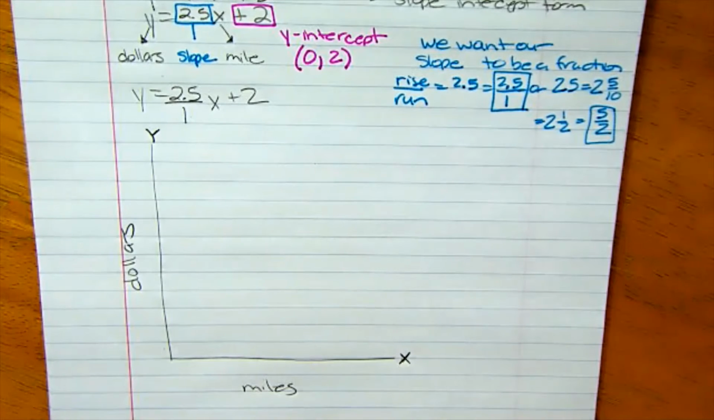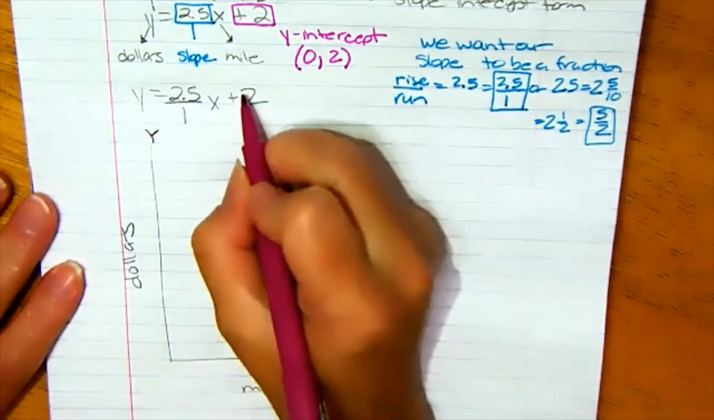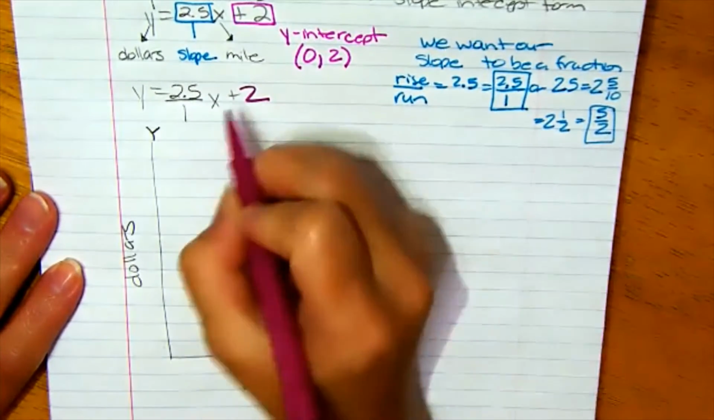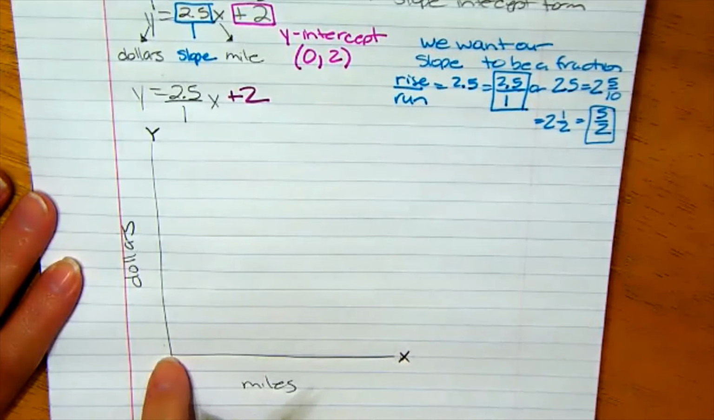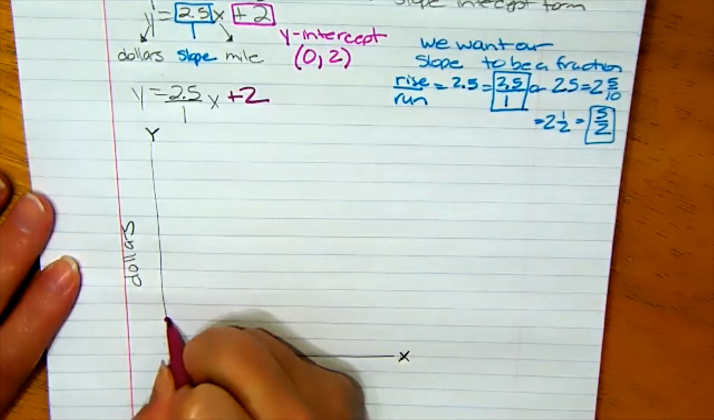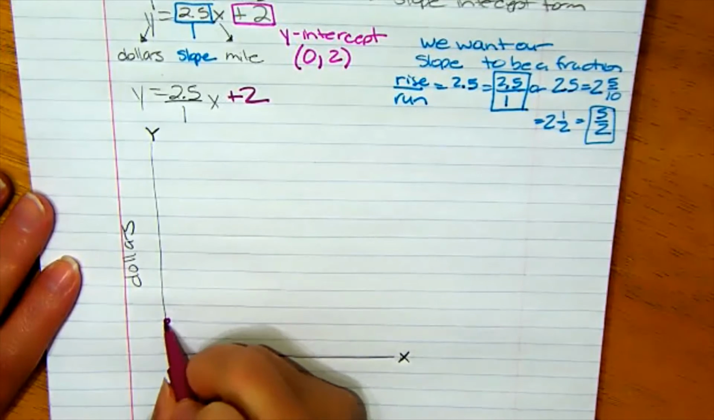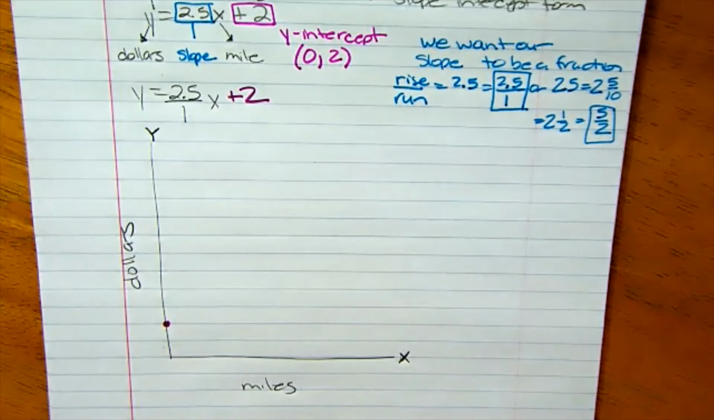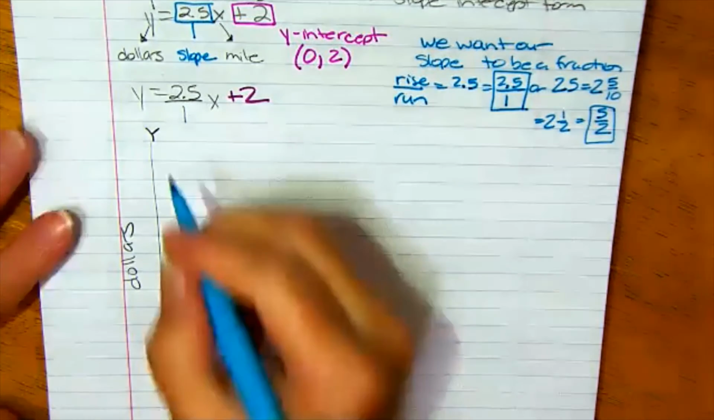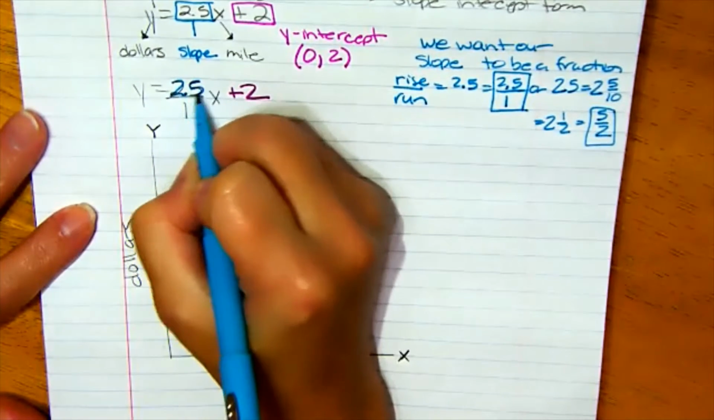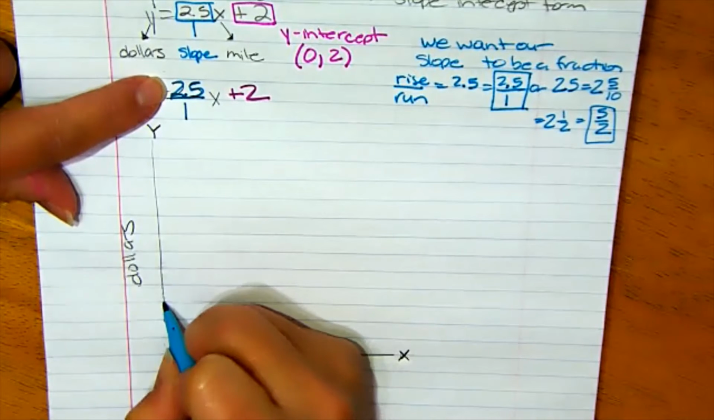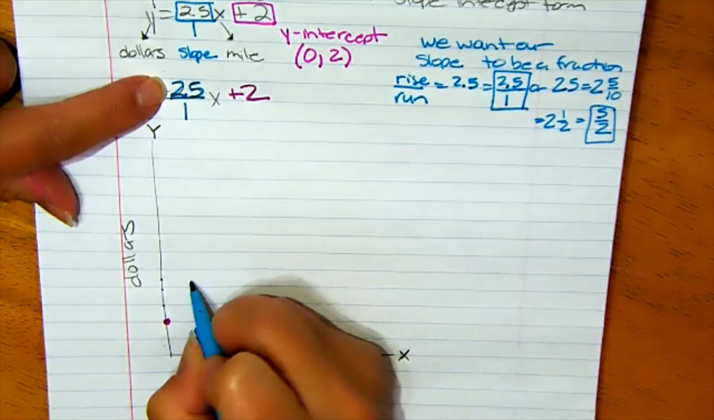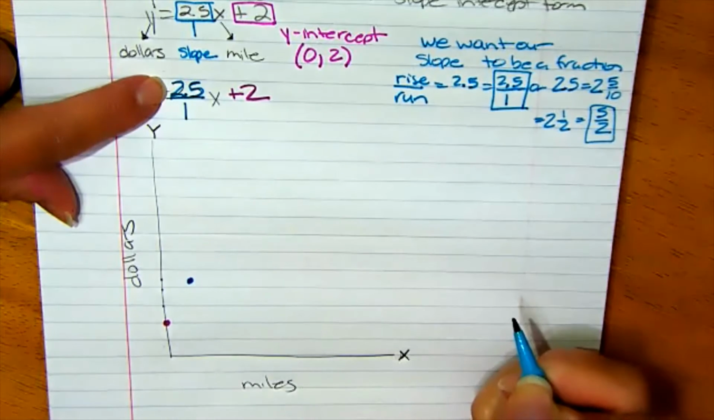Okay? I'm going to start with my y-intercept. My y-intercept is positive 2. So when my x is 0, where my line crosses my y is at positive 2. Now, I'm going to count off my slope. My slope is 2.5 over 1. So I'm going to go up 2.5 and over 1.